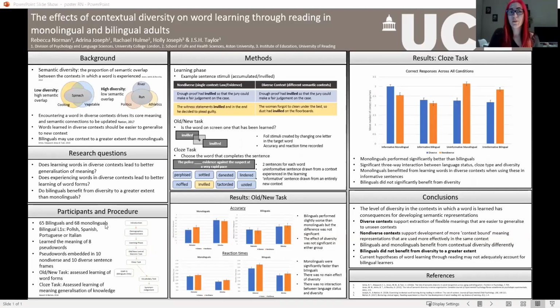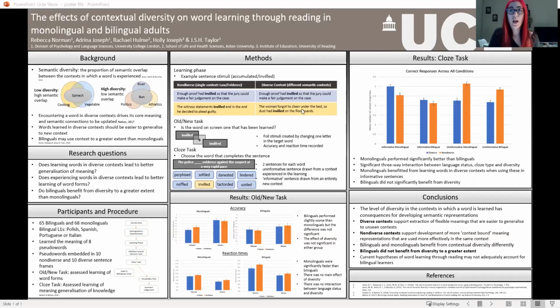We recruited participants through the Prolific online platform. The pseudo words were embedded in sentence frames adapted from a 2018 study by Joseph and Nation, and each participant learned 4 words in the diverse and 4 words in the non-diverse contexts. Here is an example of the sentences that we used in the learning phase. Here the original target word accumulated is replaced by the pseudo word inbuild. The sentences on the left are drawn from the same context, whereas those on the right are drawn from semantically distinct contexts.